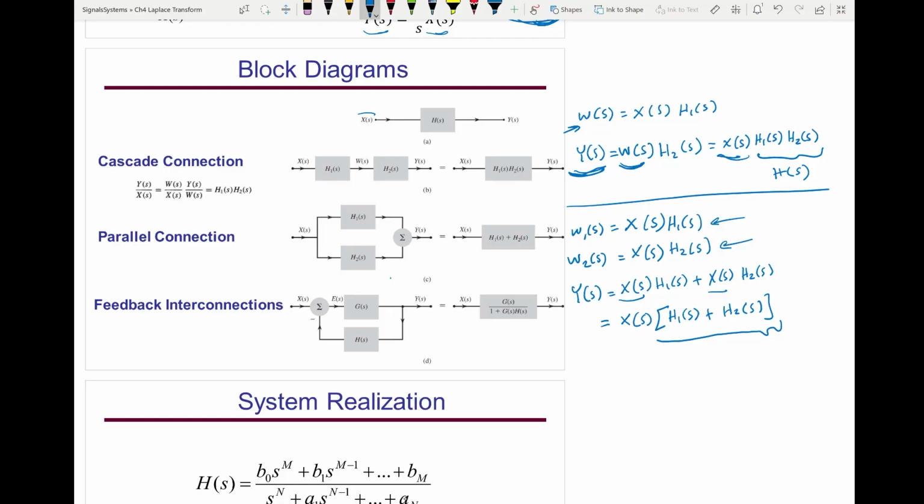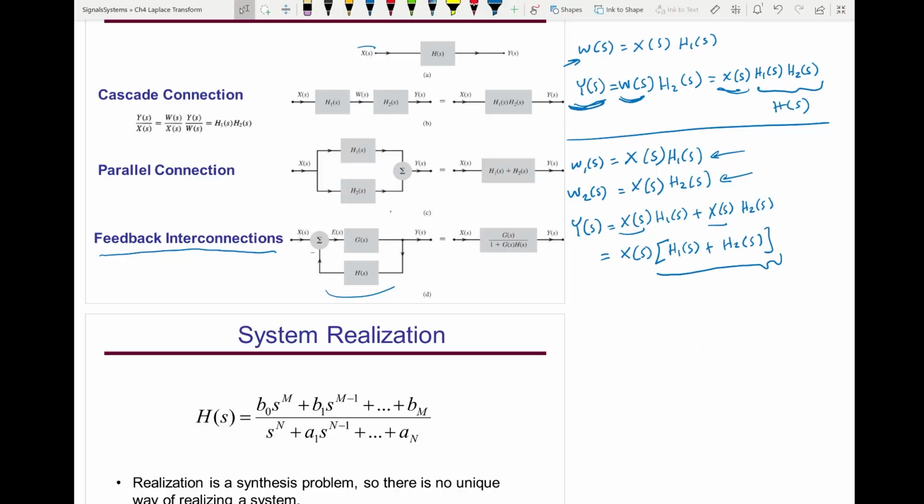Okay, the last one is feedback interconnection, and that's very important. If I want to describe this whole system as one block here, then what's the transfer function? So let's derive it. Well, first I'll describe the equation for this subsystem. The input is E of s, the output is y of s. So y of s equals the input times the transfer function of the subsystem g of s.